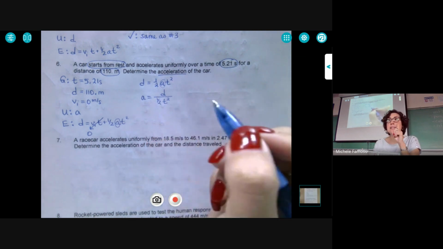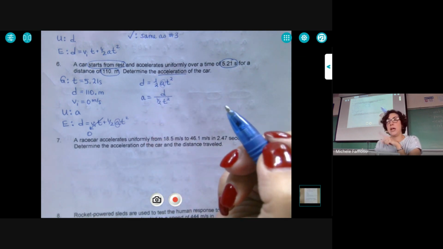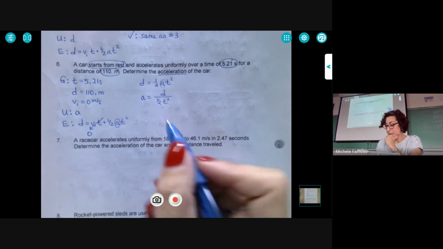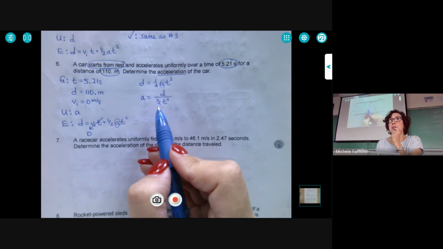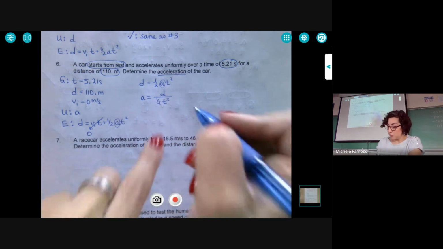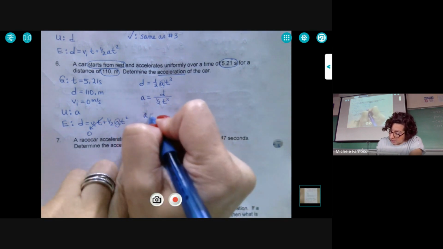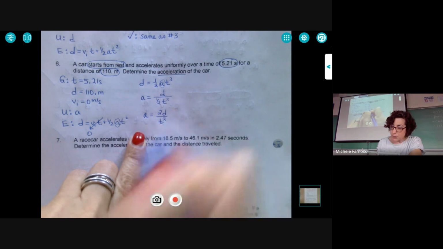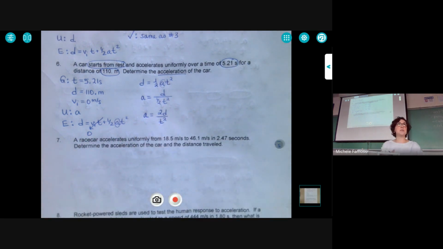Now, let's think ahead a little bit because I don't like having two numbers in the denominator if we don't need them. When you divide by half, it's the same as multiplying by something. Multiplying by 2, right? The reciprocal of a half is the number 2. So this can really be the same as a is 2d over t squared. Dividing by a half is the same as multiplying by 2. And this will make your calculator work a lot nicer.